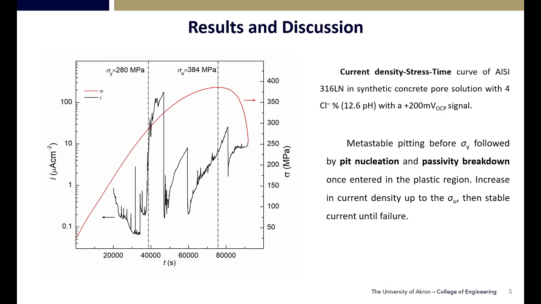After that, we have a sudden decrease of the current density, followed by some metastable pitting where our passive film tries to recover. However, because of all the damage taken by the current and also by the higher stresses, it's not able. That's why we see a continuing increase of the current density till we get to the UTS, where again passivity breakdown occurs and we have a constant current density showing the dissolution of the rebar.